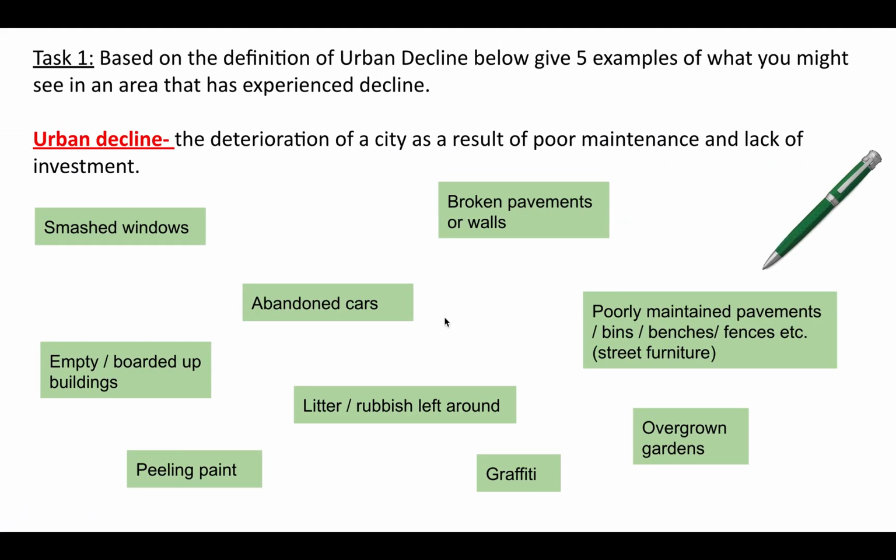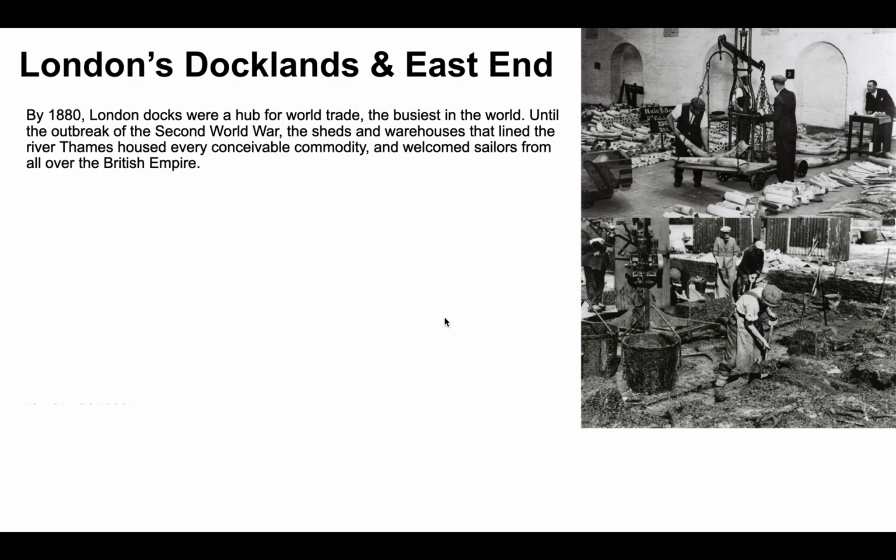But I'm going to go through the story now for you of the London Docklands. London's Docklands are a really key part of London's history, and its role in world trade. By 1880, the empire at its peak, London's docks were a hub for world trade. They were the busiest in the world.